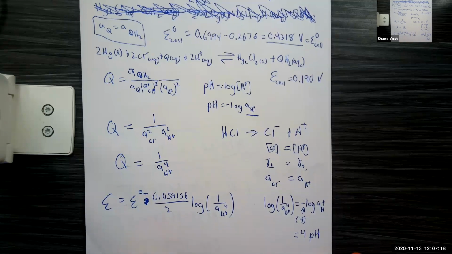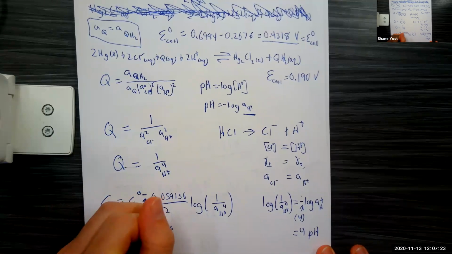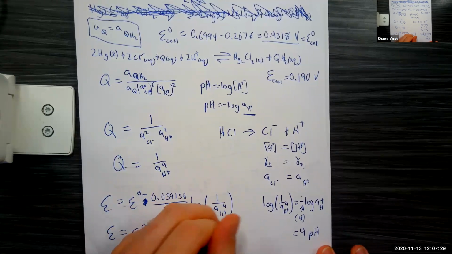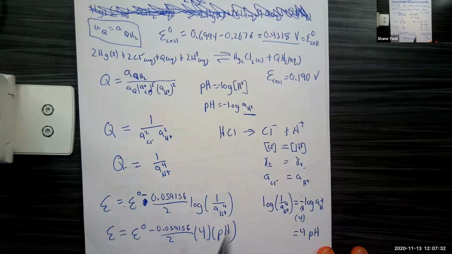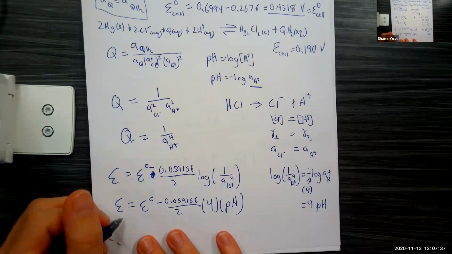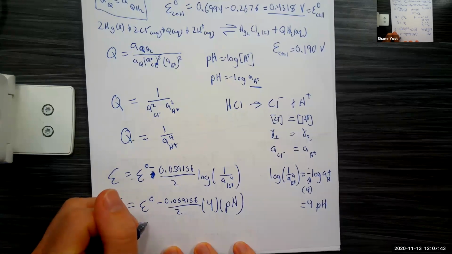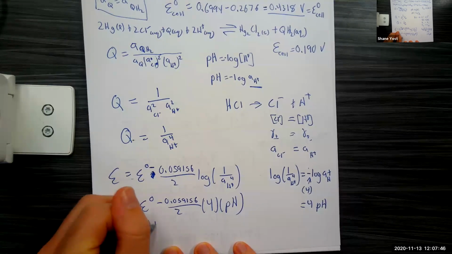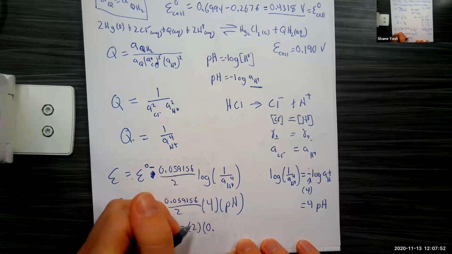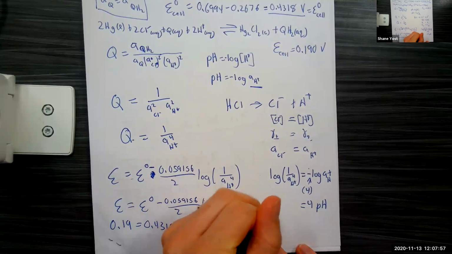So plugging that back in, you get the cell potential is equal to the standard cell potential minus 0.059156 divided by 2 times 4 times the pH. And then plugging in the measured cell potential and the standard cell potential, you have 0.19 equals 0.4318 minus 2 times 0.059156 times the pH.